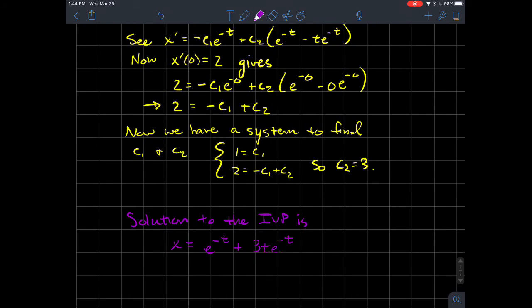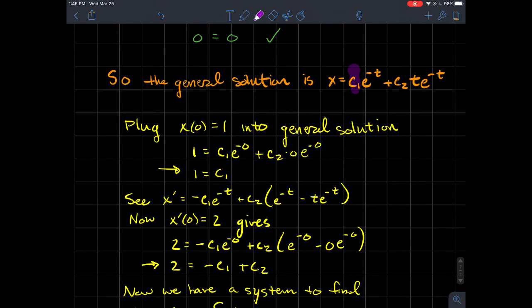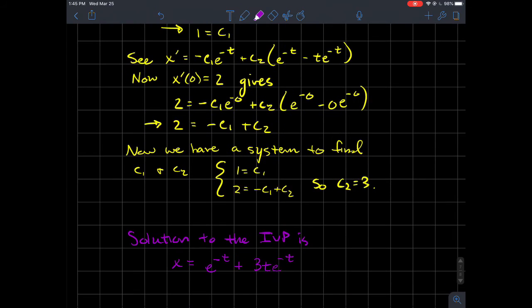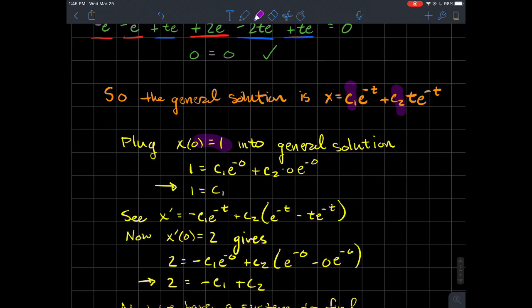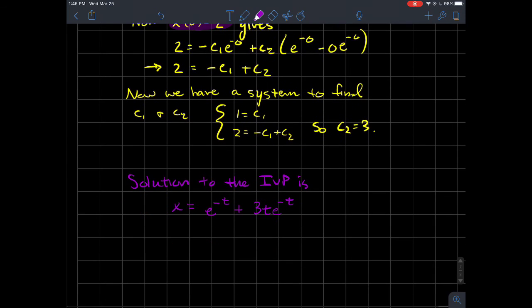Therefore, at the end of all this, what do you get? Just plug those numbers in for C1 and C2. From your orange equation here, I'm saying replace that by 1 and replace this by 3, what I've highlighted in purple. And that's exactly what I've done to get the solution to the initial value problem. In other words, this is the curve that satisfies those 2 conditions. It goes through the point 0, 1, and its derivative at 0, its slope at 0, is 2. That would be this curve.